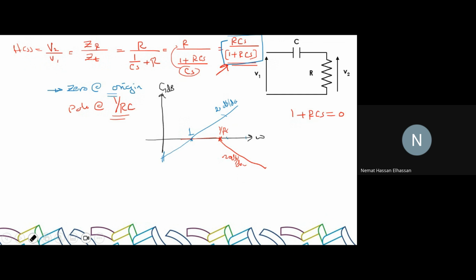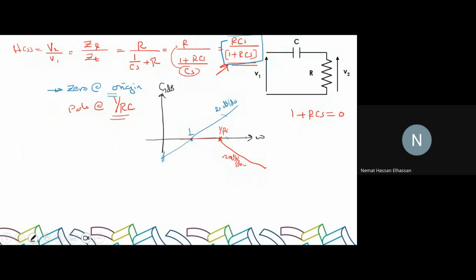Now we're dealing with a first order. So we've plotted each and every element separately. الخطوة الأخيرة احنا حاليا رسمنا فقط البول منفصلة، الزيرو منفصلة، الكونست منفصلة. الخطوة الأخيرة الآن احنا عايزين نشوف الدائرة كاملة مش الكومبوننتس، نجمع القراءات دي مع بعض في رسم واحد. How do we do that? By identifying points of change.